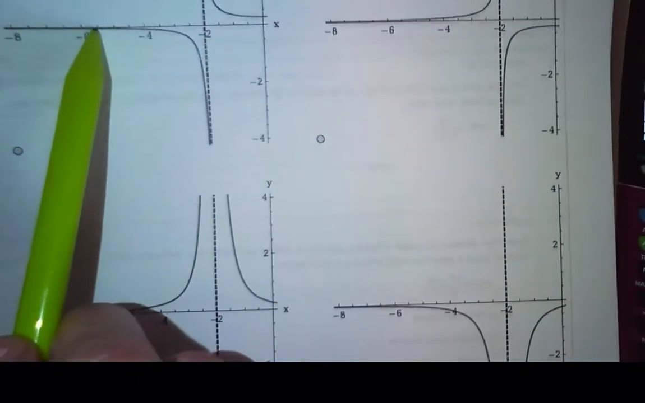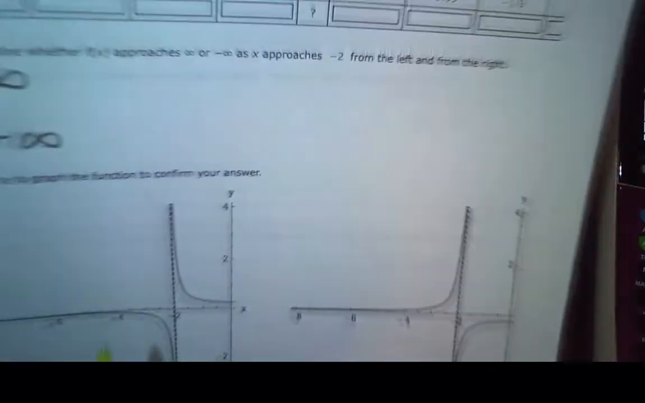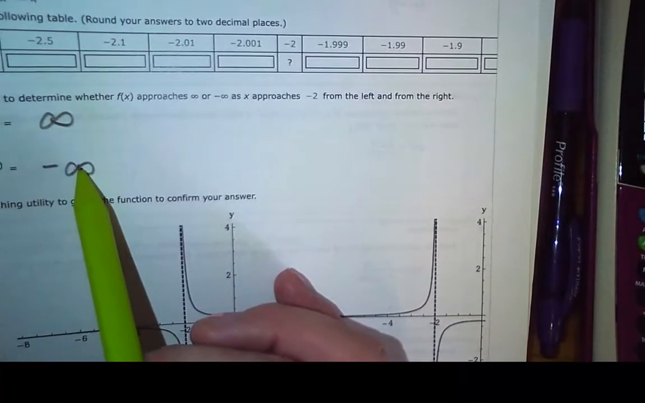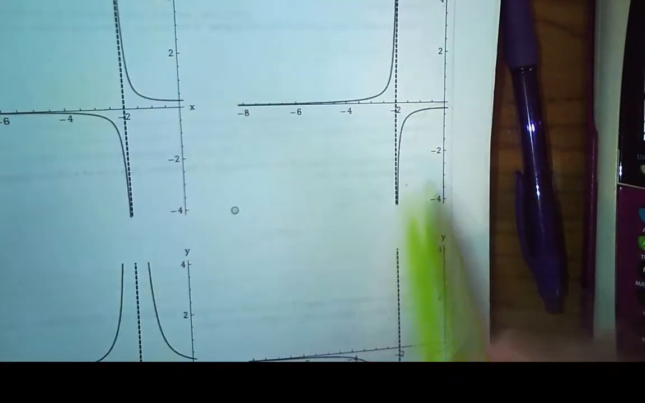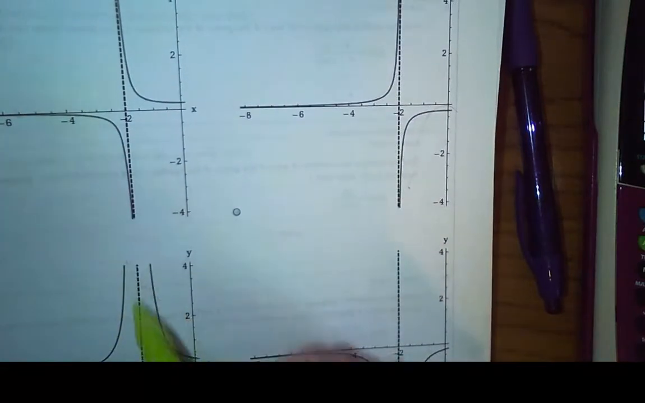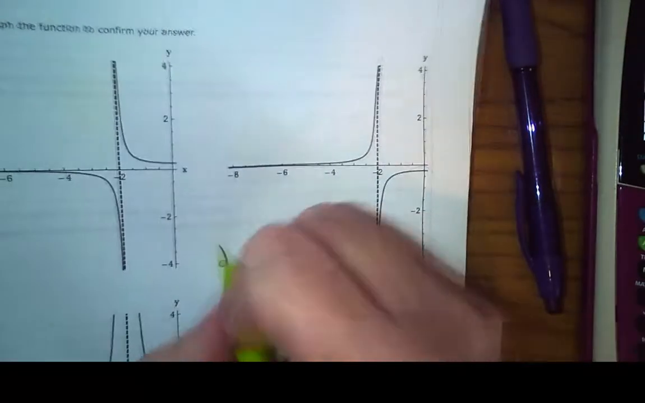That's not, and that's not, because my tails go down. As I come at it from the right, my tail needs to go down. So from the left, it goes up. From the right, it goes down. From the left, it goes up. From the right, it goes up. It's not that one. It's got to be this one.